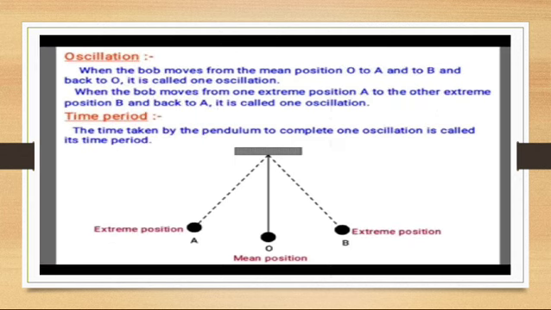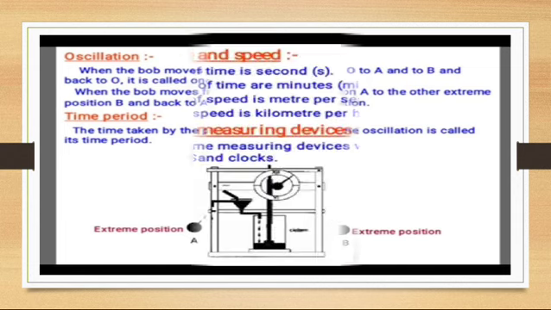And what are oscillations? When the bob moves from the mean position O to A and to B and back to O, it is called one oscillation. When the bob moves from one extreme position A to the other extreme position B and back to A, it is called one oscillation. Then what is time period? The time taken by the pendulum to complete one oscillation is called its time period.